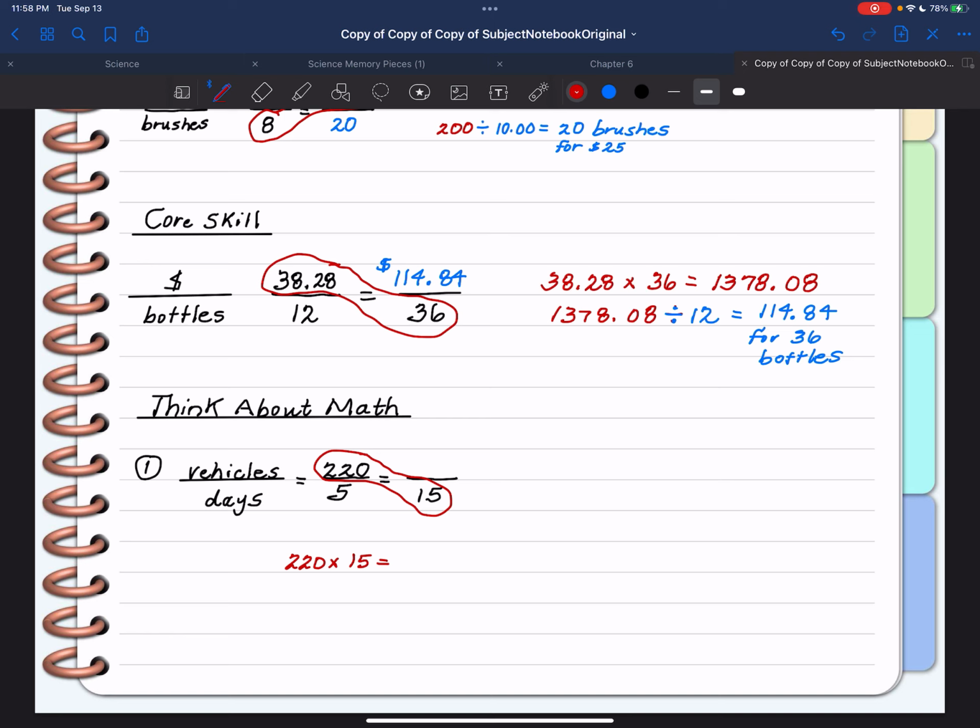is 3,300. And then 3,300, can't draw another peanut, but we can divide by half a peanut, is 660 vehicles. Excuse me, in 15 days.